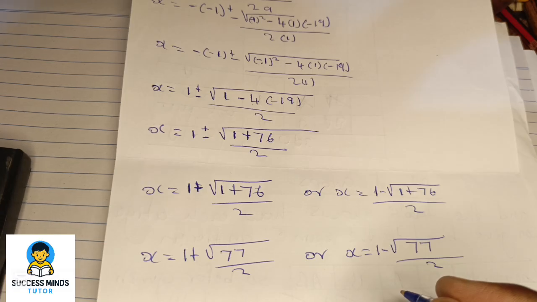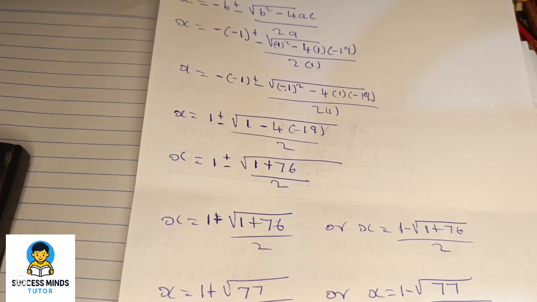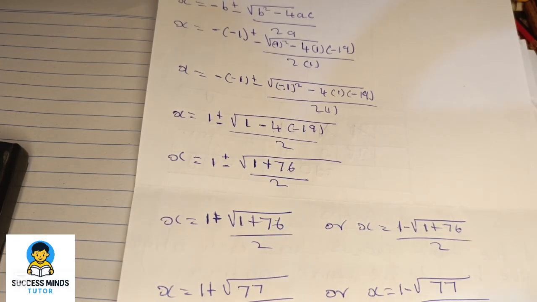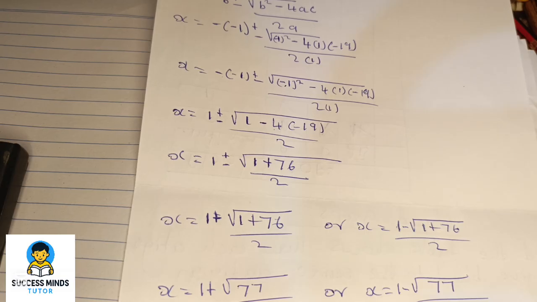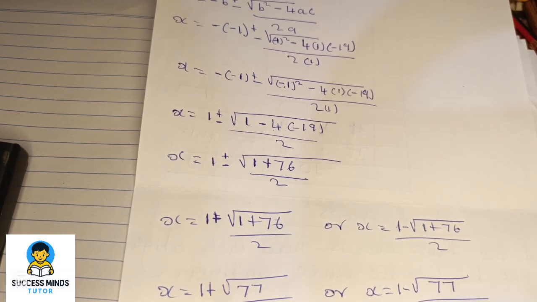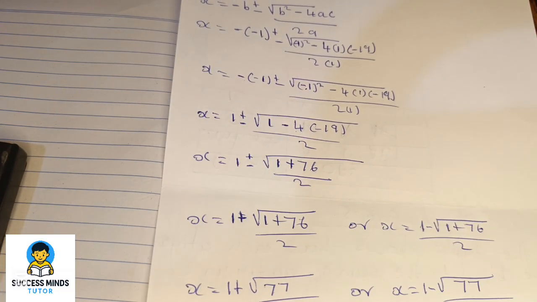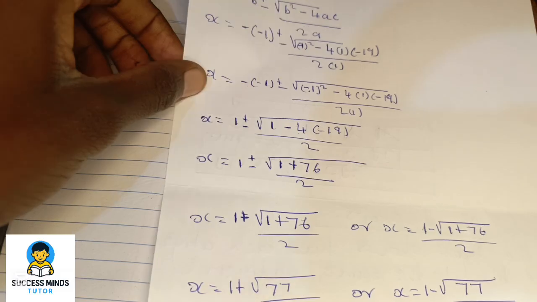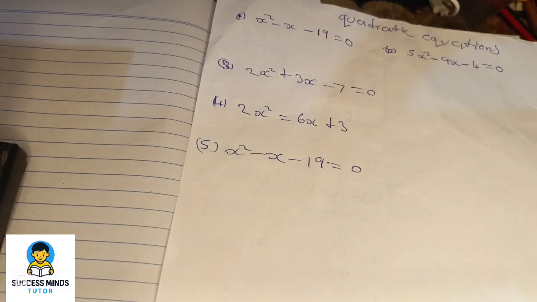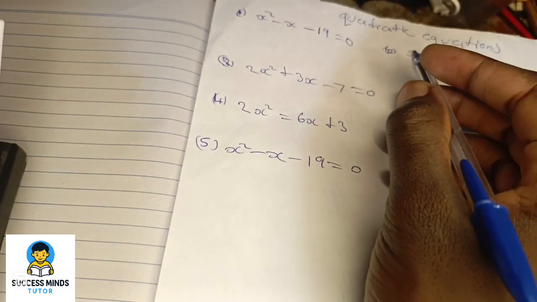Then you say minus 1, so here the answer will be 1 minus square root of 77 divided by 2. The answer will be negative 3.39. That's your answer for this one, okay? So we're going to our question 2, which is this one here.